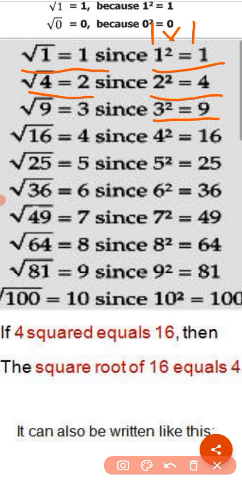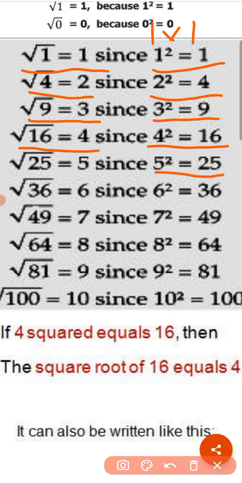3 squared is equal to 9. 3 into 3. So square root of 9 is 3. 4 squared is equal to 16. That means square root of 16 is equal to 4. Similarly, we can find the squares and square roots of the next 5 numbers.